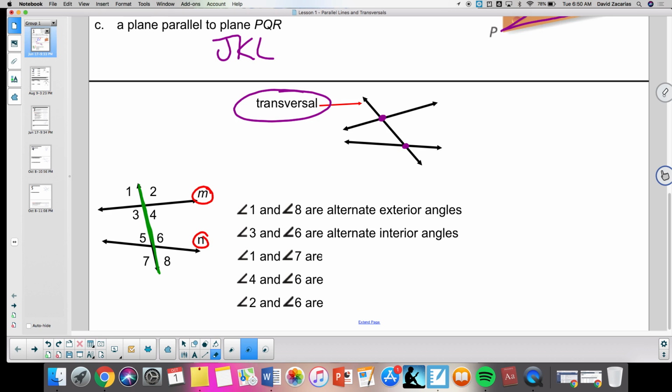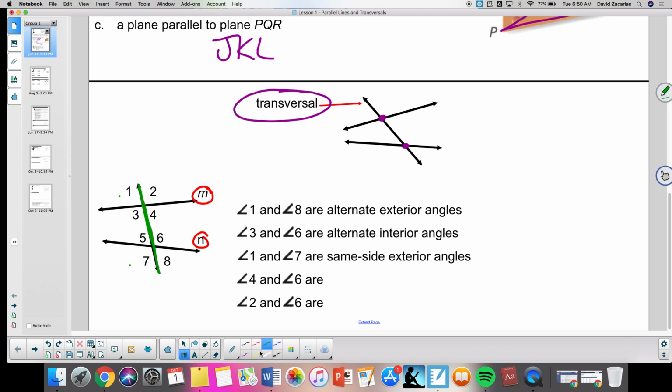1 and 7. Let's think about that. 1 and 7 are not on alternate sides of the green transversal. They're on the same side, so we can call those same side. And notice 1 and 7 are on the exterior of lines M and N. So these are same side exterior angles.